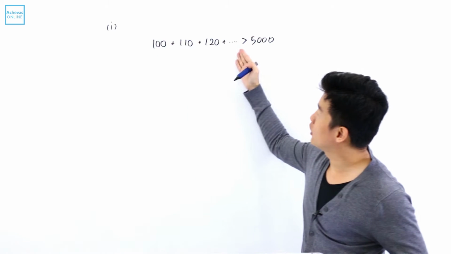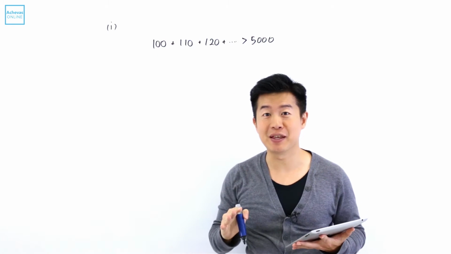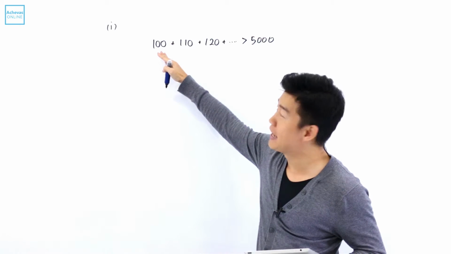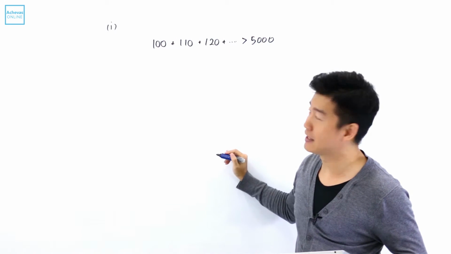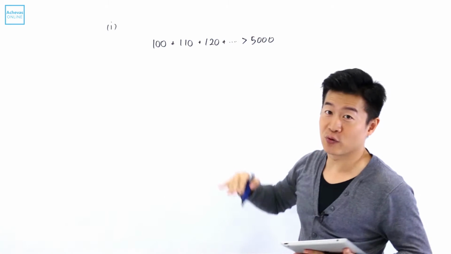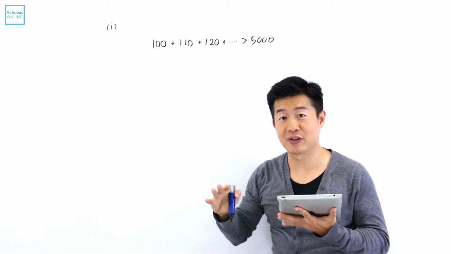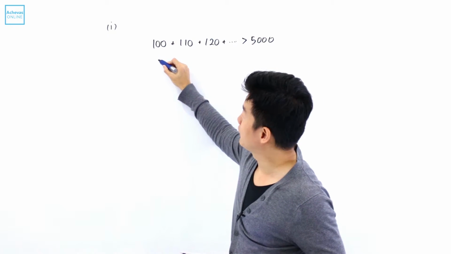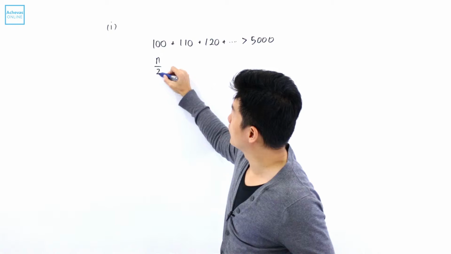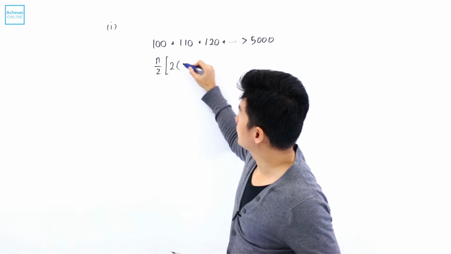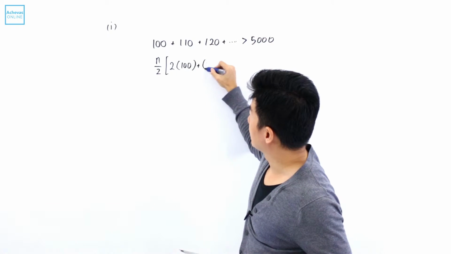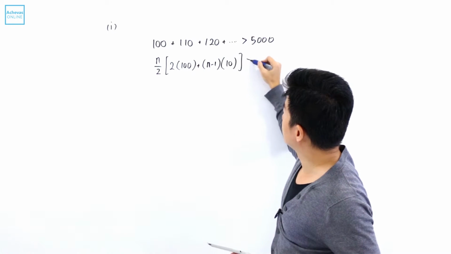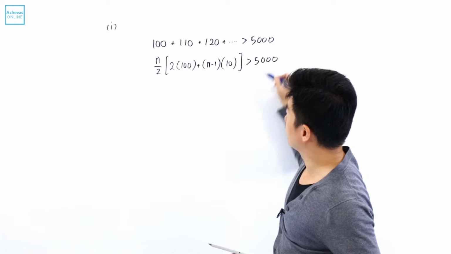What we have here on the left hand side is an AP, an arithmetic progression, with the first term as 100 and the common difference as 10. If we look at it as n number of terms, applying the AP formula for the sum of the first n terms, it is going to be n over 2 times the first term plus n minus 1 of the common difference, which is 10. And this is bigger than 5,000.